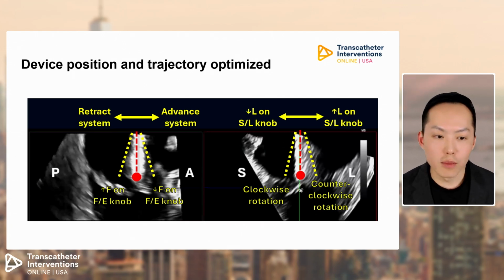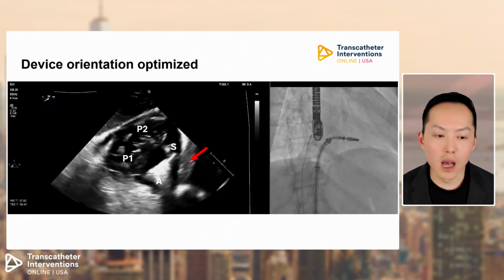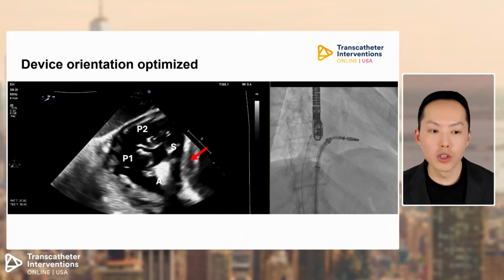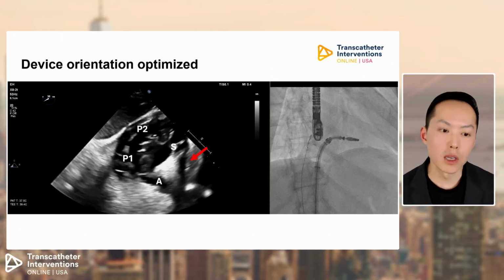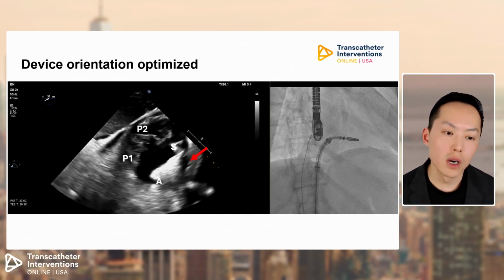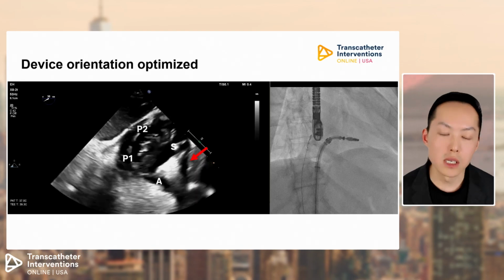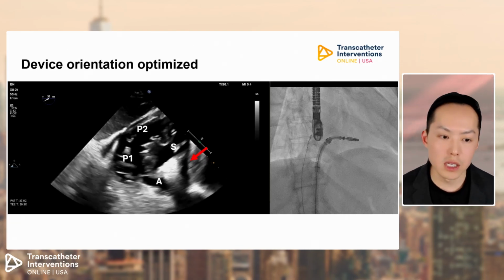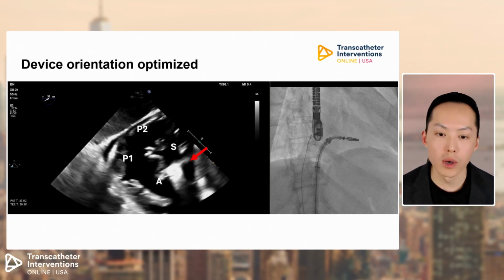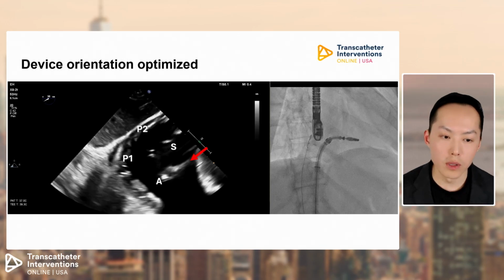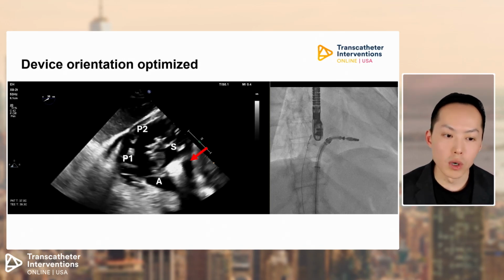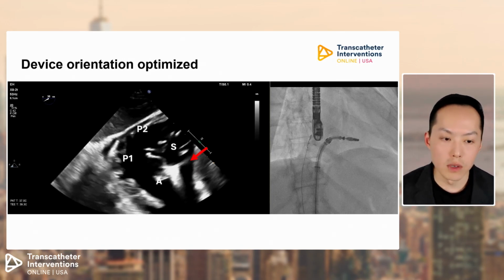Moving on to the next step of the procedure, once all of this is well aligned, we do end up going to 2D transgastric imaging because, as you saw before, that's really the way that we can see the leaflets in the valve the clearest and get a good understanding of where those commissures are, where those leaflets are, and in that sense, what our device orientation is relative to the leaflets.